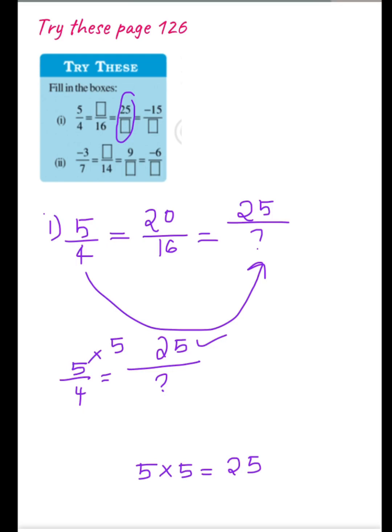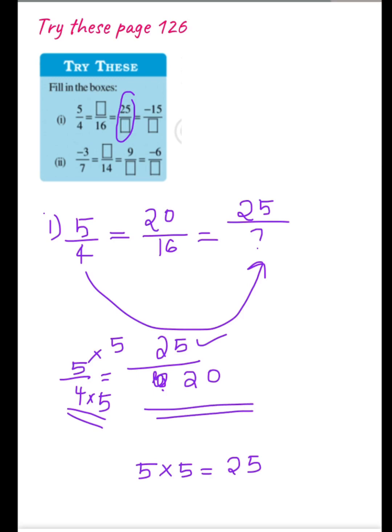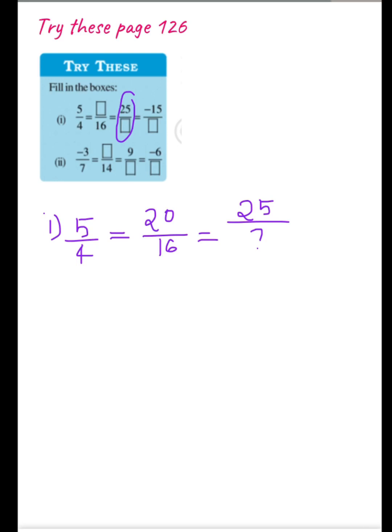Okay. And whenever you multiply numerator with 5, you need to multiply denominator also with 5. That means 4 into 5. What is 4 into 5? 4 into 5 is 20. Okay, so you will get the answer as 25 by 20. Got it? 25 by 20. Okay.